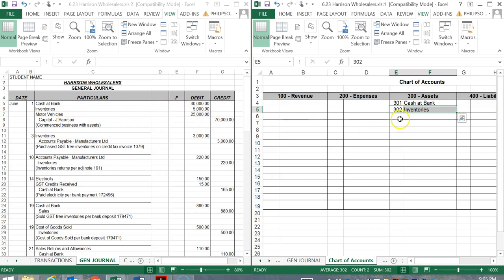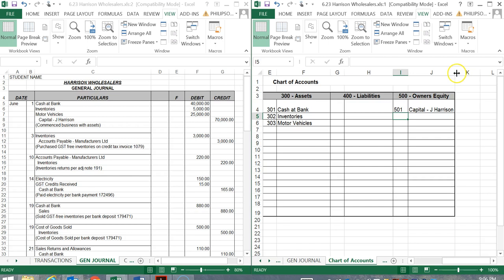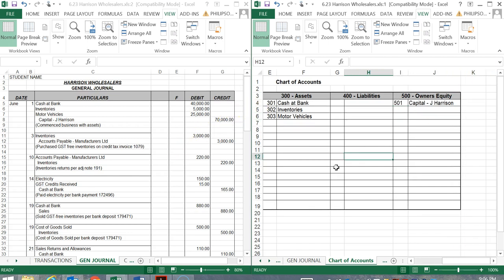Okay, motor vehicles is another asset. We're just going to put this in here. And then we've got capital, 70,000, so that's owner's equity. 501, capital, J. Harrison. Alright, so that's all of those ones done.